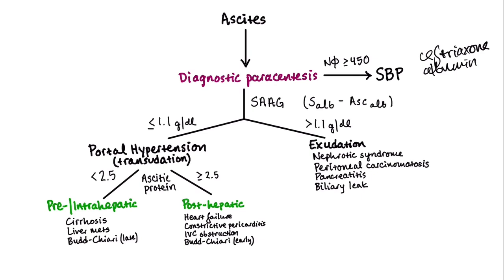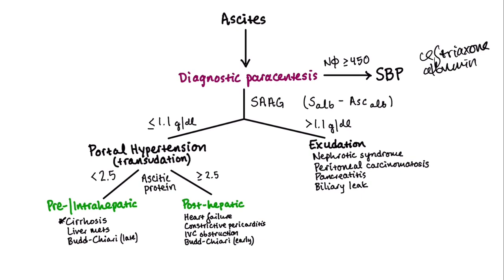If it's 1.1 or less, then what you're dealing with is portal hypertension. What you can do at that point is look at the ascitic protein. If it's less than 2.5, you're dealing with something pre- or intrahepatic. That could be cirrhosis. Cirrhosis makes up about 80% of ascites cases, so that should be the first thing on your mind. It could be from liver metastases, which would occlude the vessels in the liver, or it could be a late manifestation of Budd-Chiari.